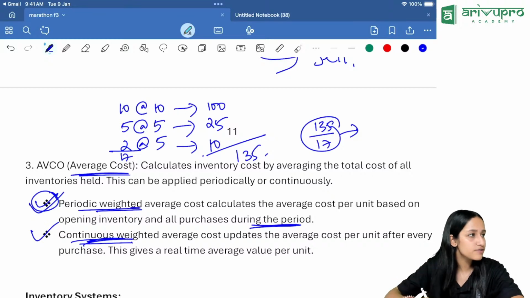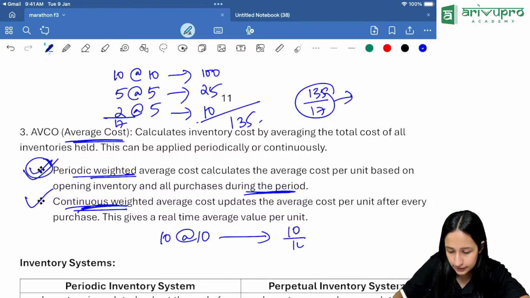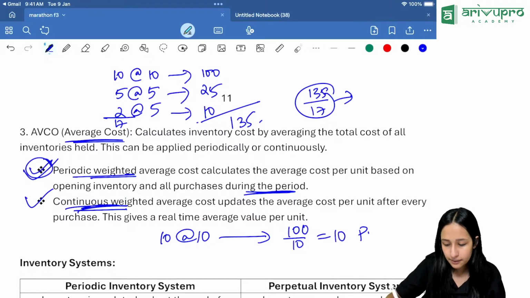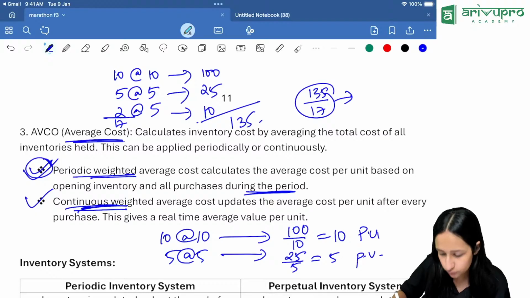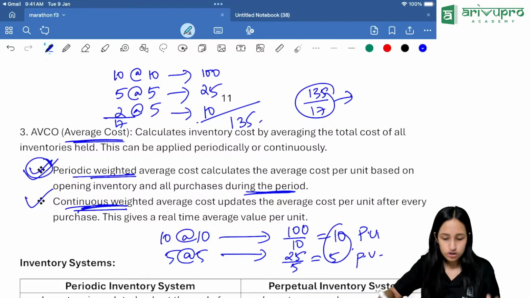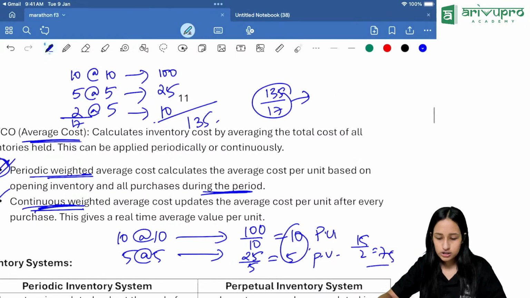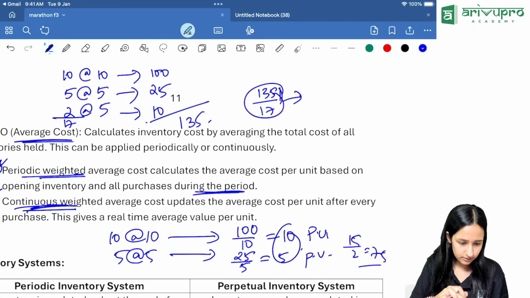If you're looking at continuous weighted average, it's going to go like this. 10 at 10. Here, what is the average cost? 100 divided by 10, 10 per unit. Okay. Second day again we get 5 at 5. So here 25 divided by 5, that is 5 per unit. Now we'll take the average of these two, which is 15. So 15 divided by 2, 7.5. So this is going to be the average. Let's calculate the other one so we can compare it.